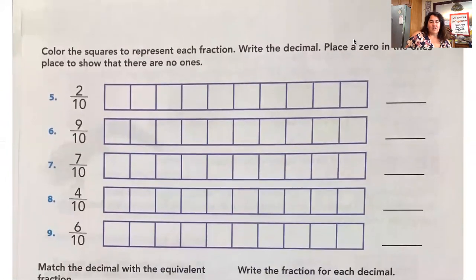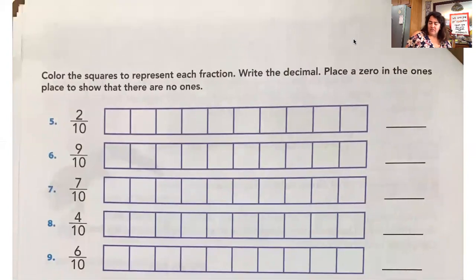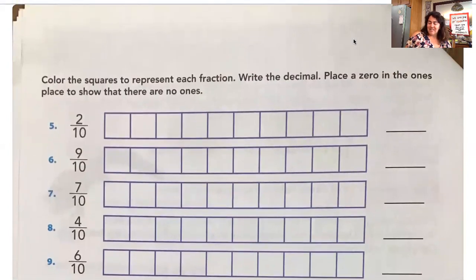We're going to color the squares to represent each fraction. And then we have to write the decimal. Place a 0 in the ones place to show that there are no ones. So if I have 2/10, how many am I going to color in, please, Valentina? 2, right? 2 out of 10. And then my decimal is going to be what, Adeline?